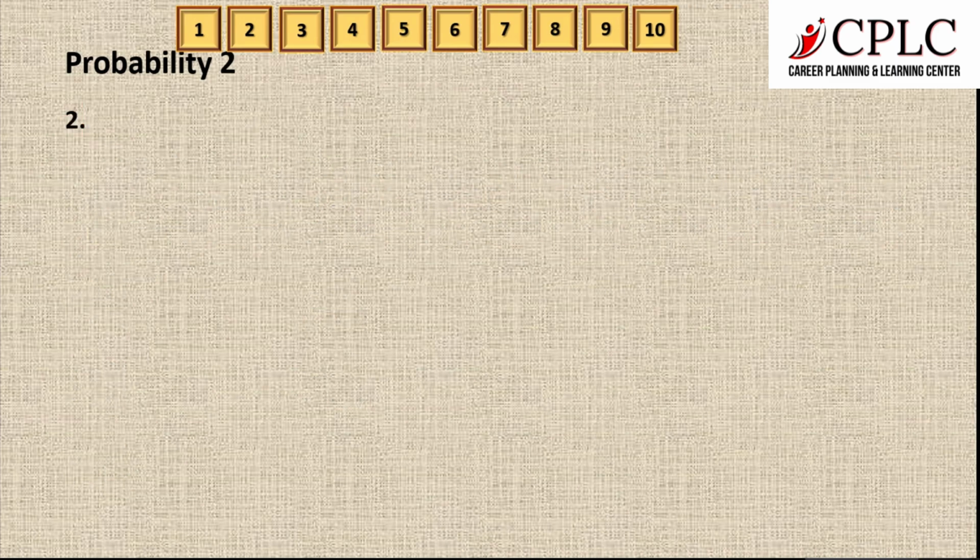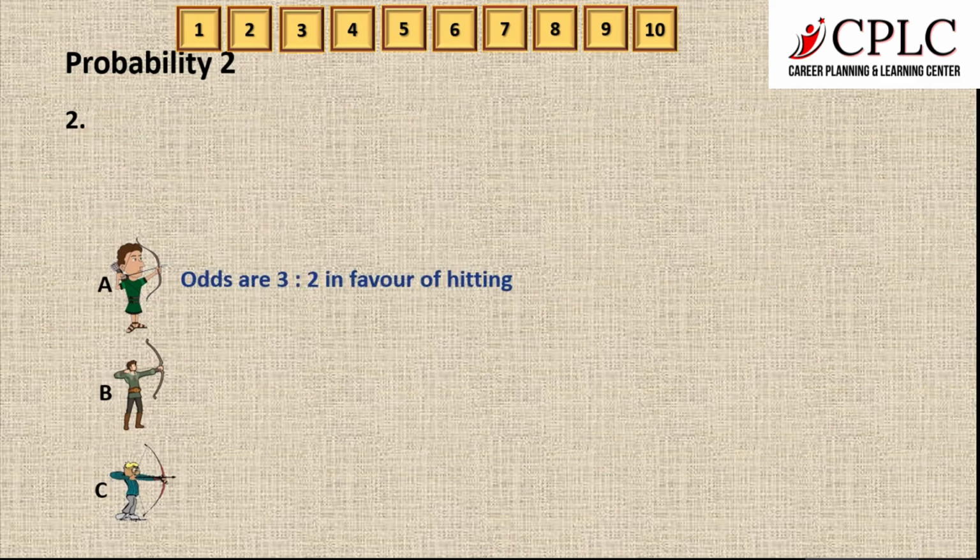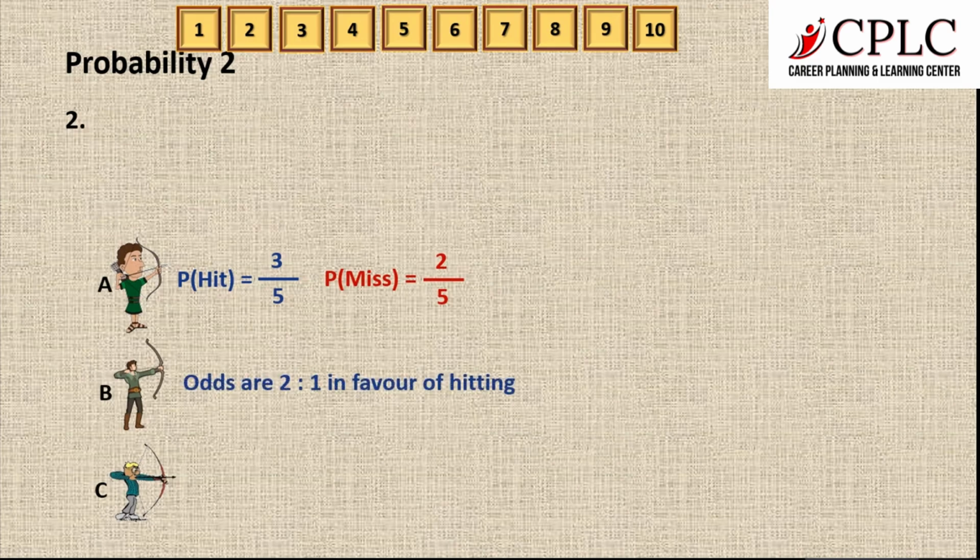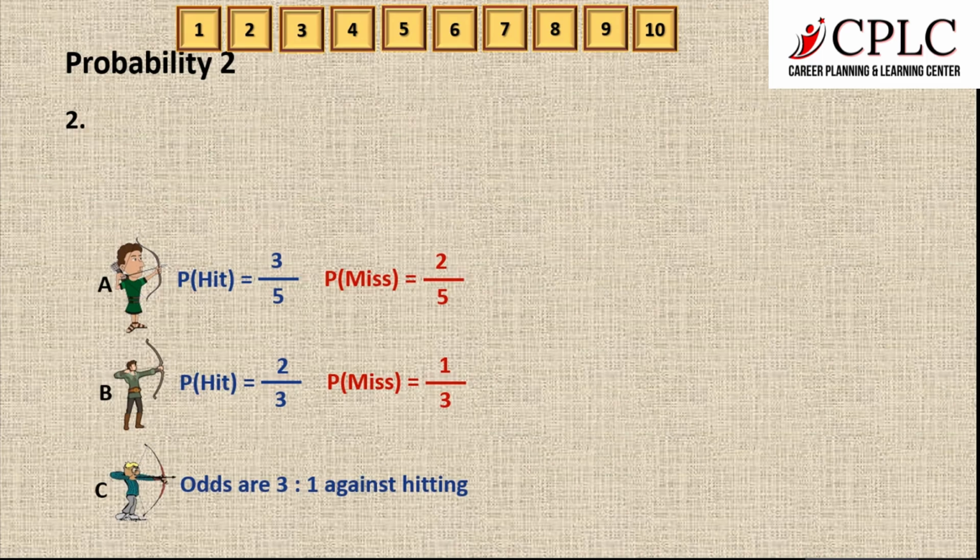For this, you need to know the concepts of odds in favor and odds against and the meaning of the statements. The first statement: odds are 3:2 in favor of A hitting the target. So the probability that A will hit the target is 3 by 5 and the probability that A will miss is 2 by 5. Second statement: odds are 2:1 in favor of B hitting the target. So B will hit the target with probability 2 by 3 and miss with 1 by 3. The third one is slightly different: odds are 3:1 against C hitting the target. So the probability that C will hit the target is 1 by 4 and C will miss the target is 3 by 4.